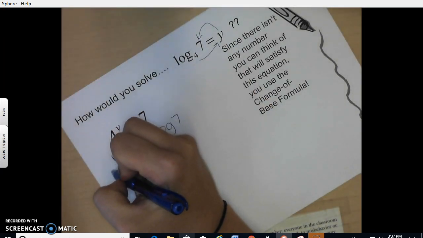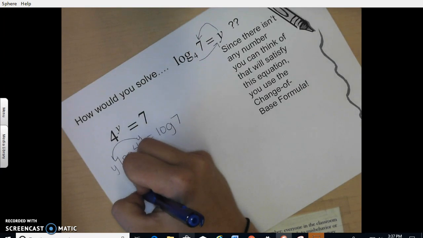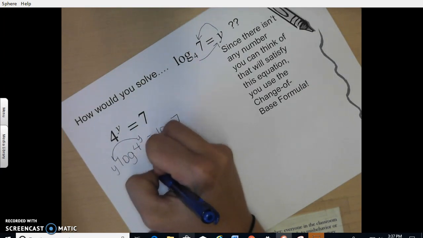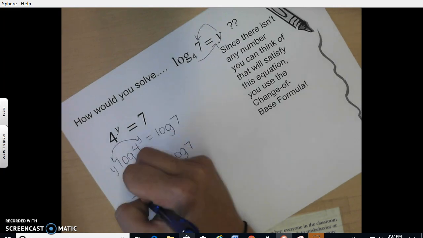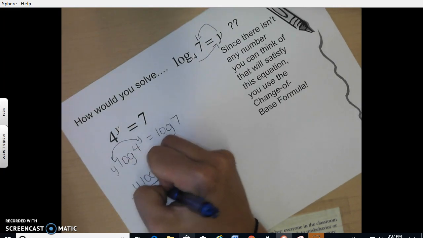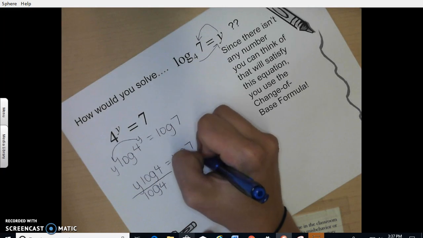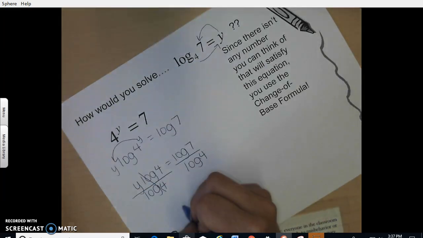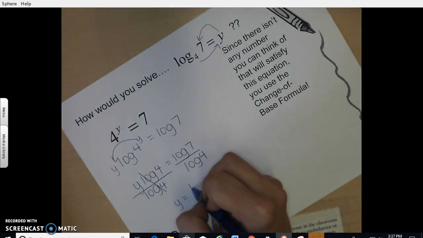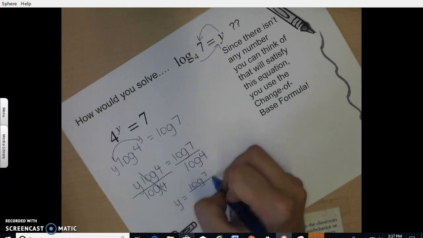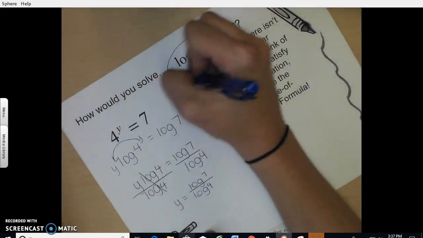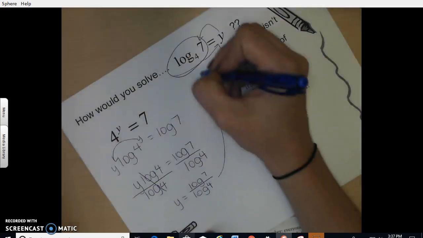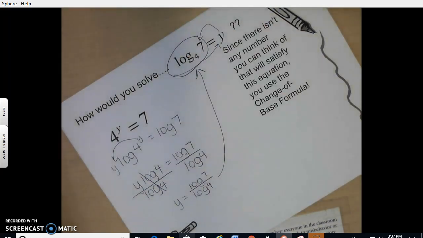I could bring my y to the front. So I have y times the log of 4 is equal to the log of 7. I'm going to divide by the log of 4. And we get y is equal to the log of 7 over the log of 4. If you look at this, that's the same thing as my change of base formula.